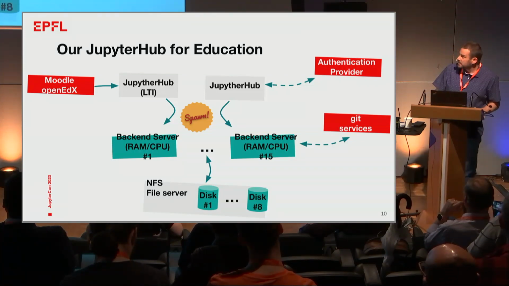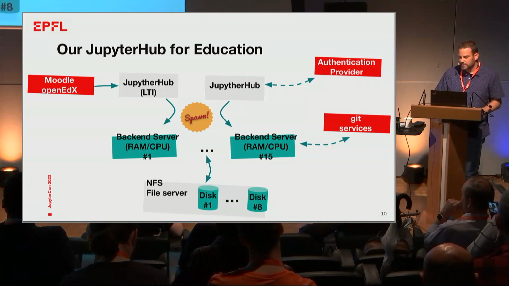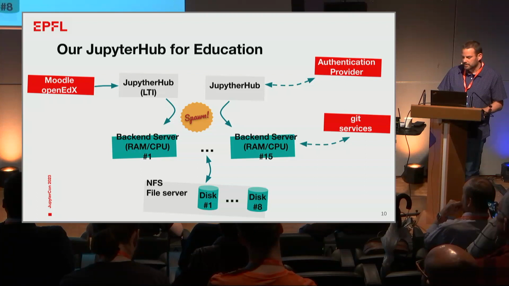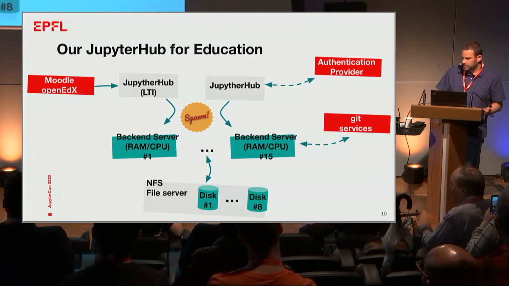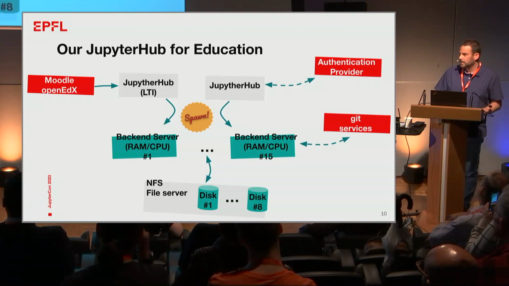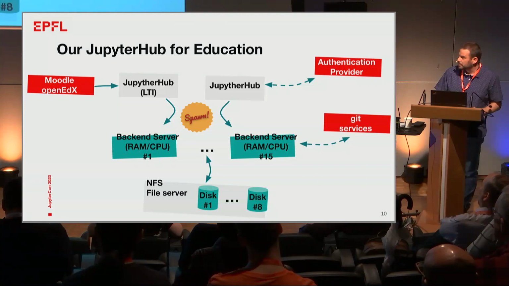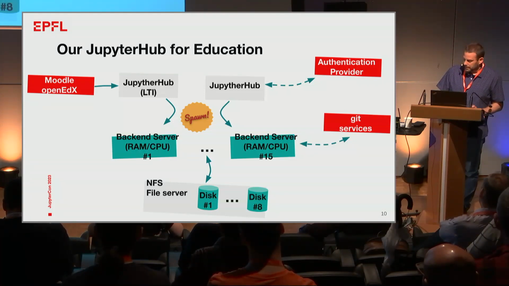So at the center is the JupyterHub as we deploy it. You can see there are 3 layers. The top layer is the front-end part, which is the hub. Then the middle layer is backend servers that are providing CPUs and RAM to run the user containers. And the bottom part is the file server that takes care of the persistency of the user data.